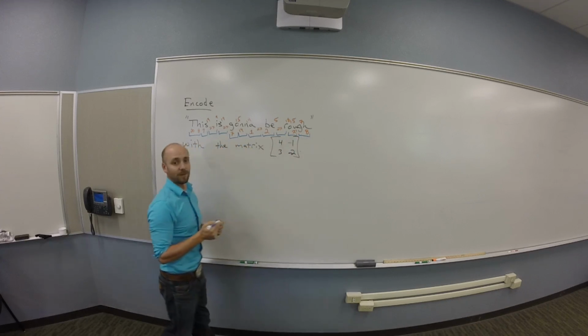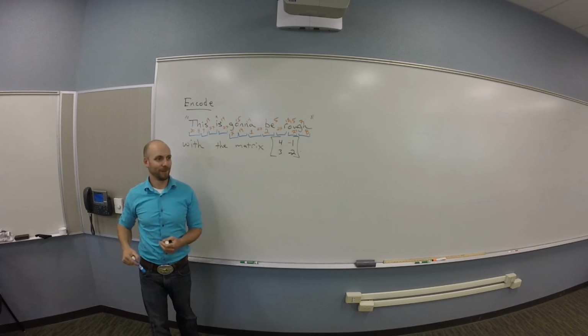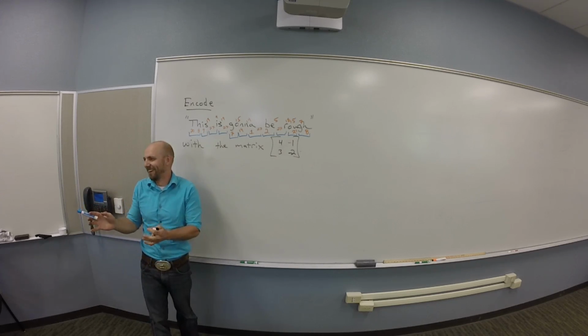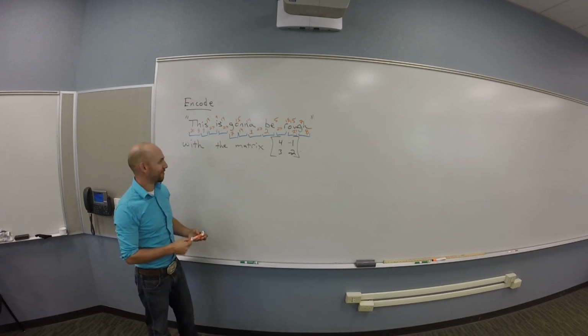Oh good, it came out even. What would you do if it wasn't even? Add a 0. Add a space. That's 0. Zeros are weird.